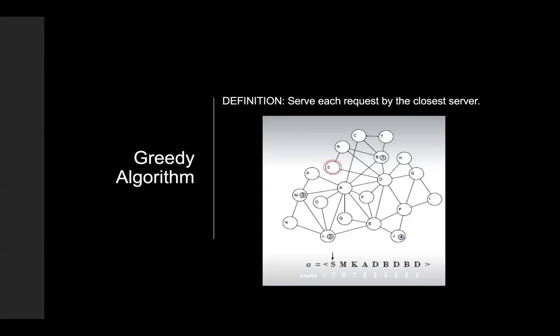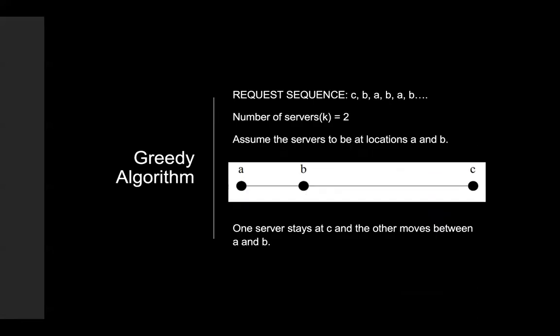To understand this, let's look at another example. Consider there are 3 points in a metric space and we have 2 server locations at points A and B. Our request sequence here is C, BA, BA, BA, and so on. So the first request is C, and all the other are repetitions of pair B and A. If you apply greedy algorithm, then to serve the first request, which is C, you would have to move the closest server, which is the server at location B.